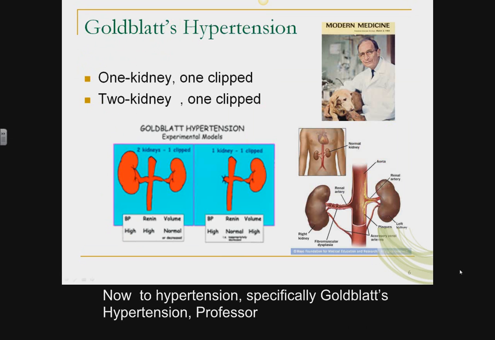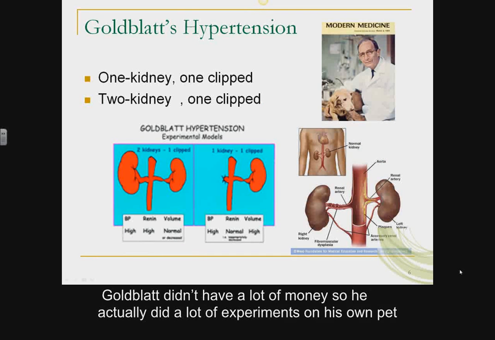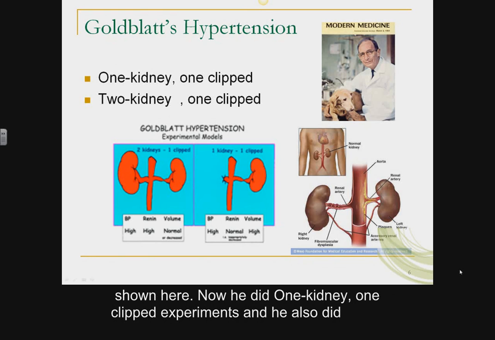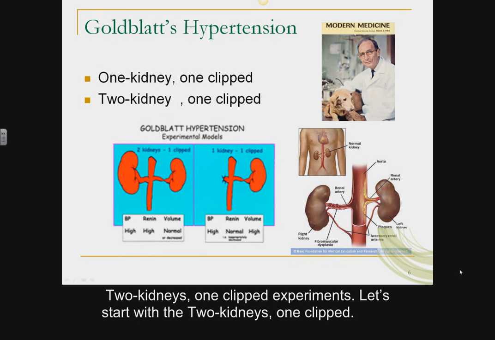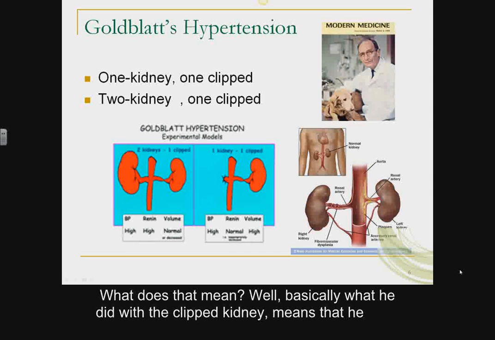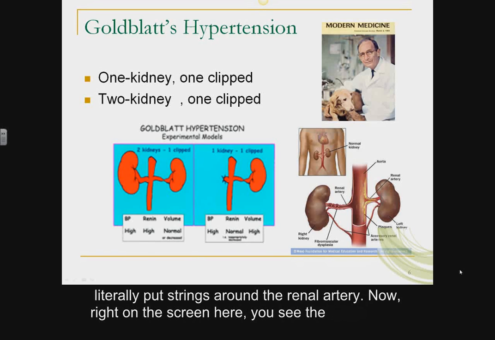Now, to hypertension, specifically Goldblatt's hypertension. Professor Goldblatt didn't have a lot of money, so he actually did a lot of experiments on his own pet dog, shown here. He did a 1 kidney, 1 clipped experiment, and he also did 2 kidneys, 1 clipped experiment. Let's start with the 2 kidneys, 1 clipped. What does that mean? Well, basically what he did with the clipped kidney means that he literally put strings around the renal artery.